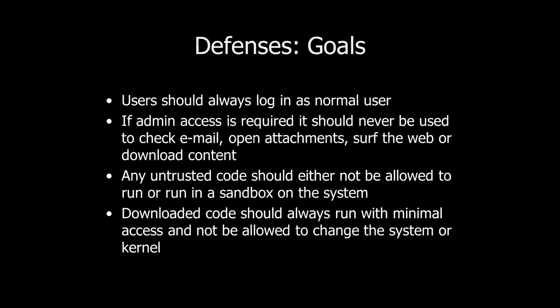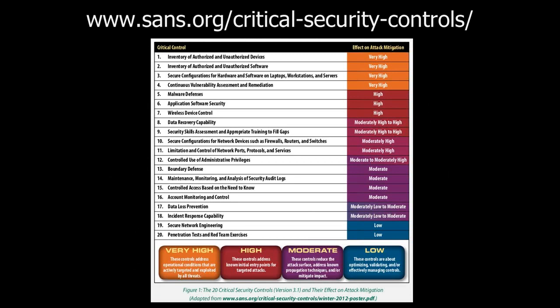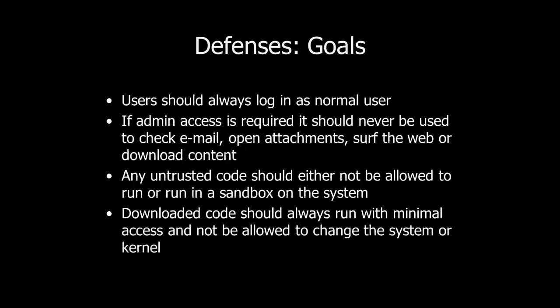So when we look at the defensive goals, I'm not going to read each sub-control to you because the critical controls is a public, open document. I've listed the URL, and you can easily go in and read up on that yourself. What I want to do is focus in on the key defensive takeaways for Critical Control 12. The first one, and I will warn you, when I say this first item, there will be rioting in the streets and some users' heads will explode. Users can never, ever be given administrative access to their computer. Boom! Someone's head just exploded.